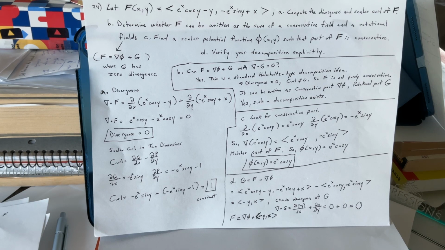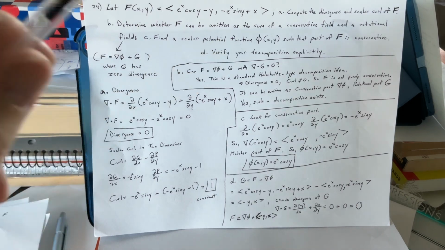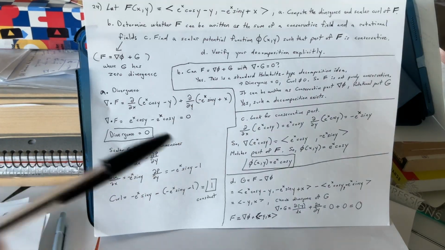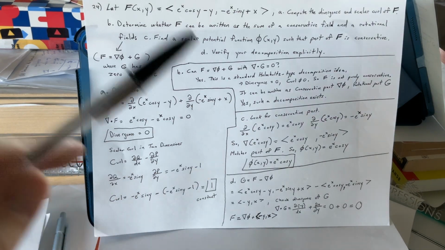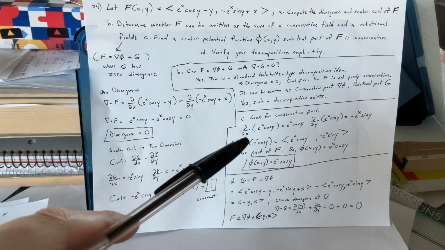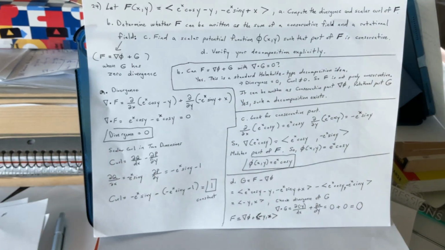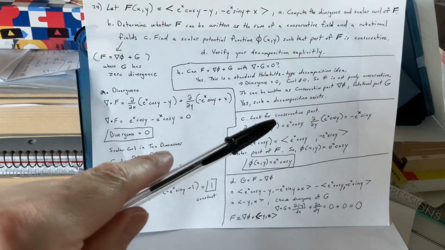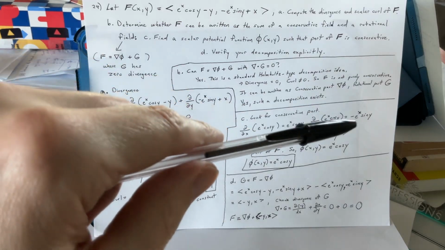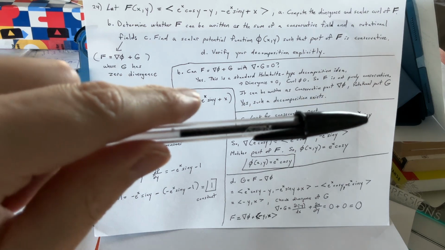Okay. Now for letter C, we're going to find a scalar potential function such that part of F is conservative. So we're going to look for a conservative part. Well, if we go back to what we did over here and we look at this function, if we take the partial derivative with respect to x of e to the x cosine y, that gives you e to the x cosine y. And if you take the partial derivative with respect to y of e to the x cosine y, you get negative e to the x sine y. This occurs here, and this portion occurs here.